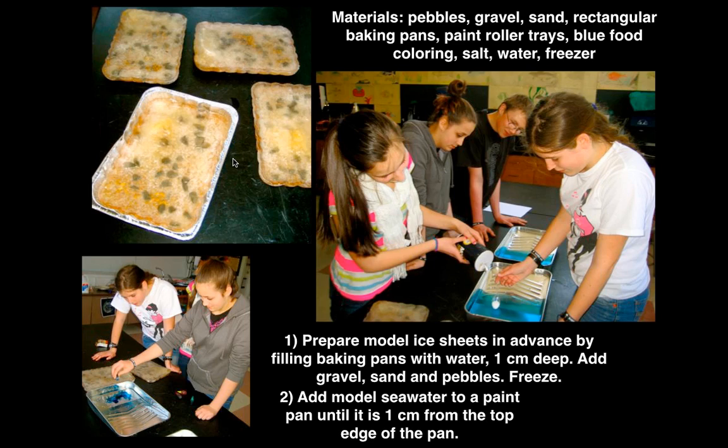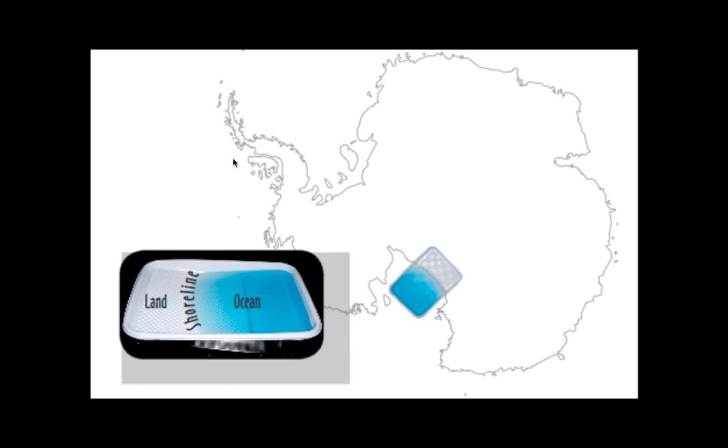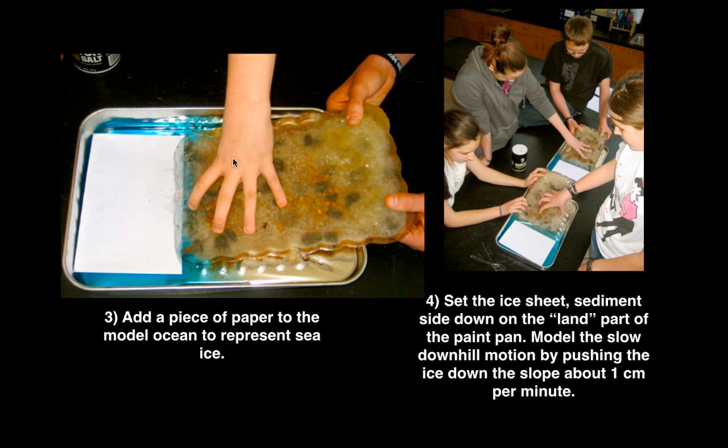That worked pretty well, but I am very lucky because I've got small classes here in Blue Hill. My largest class is 15 kids, so I don't need to purchase quite as many materials as some other teachers probably would need to. I'm sure larger groups would probably work too, as long as everybody had a role to play in the activity. So in the paint pan, kids will make seawater using salt and blue food coloring and water. This should be poured into the paint pan until it's about a centimeter from the top edge.